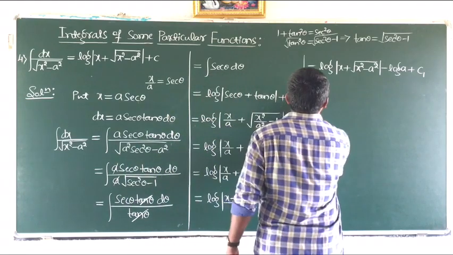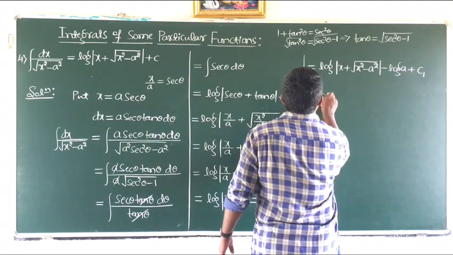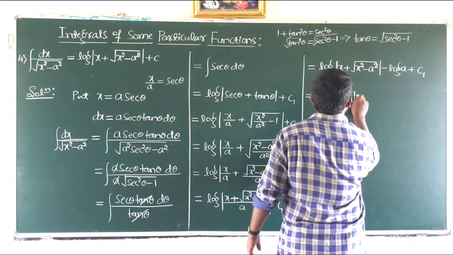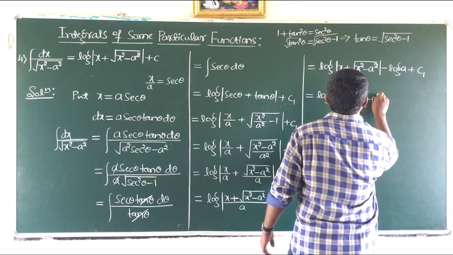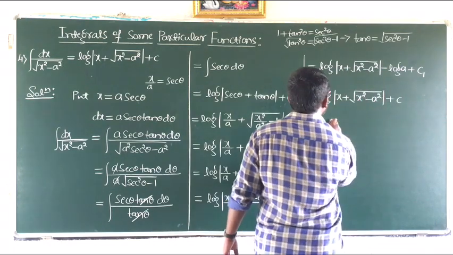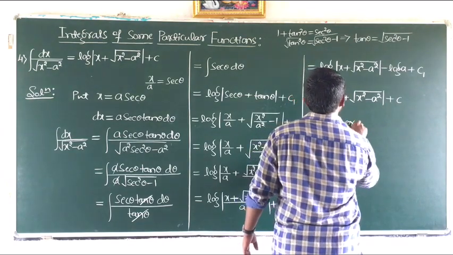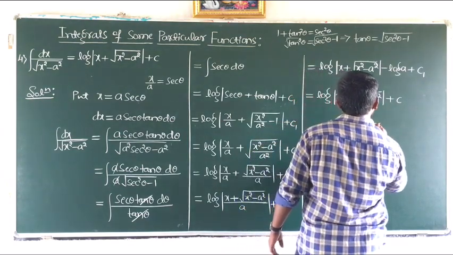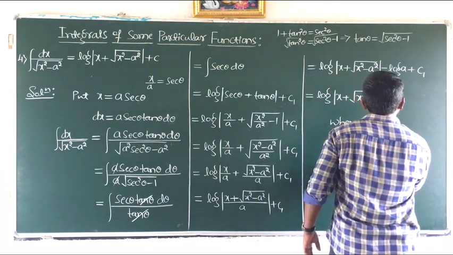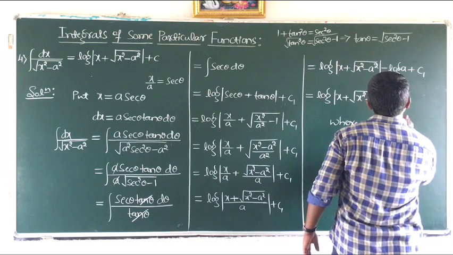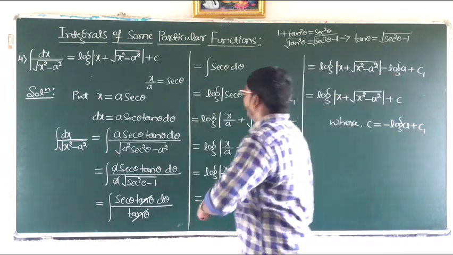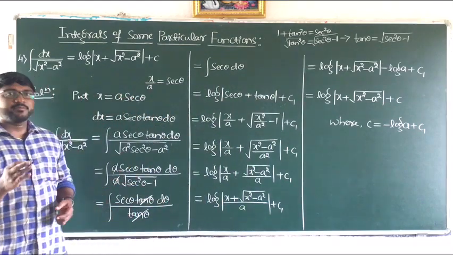So here the final result will be log mod x plus under root x square minus a square, plus c, where c is equal to minus log a plus c1. So this is all about the fourth standard result. So pause the video to note it down.